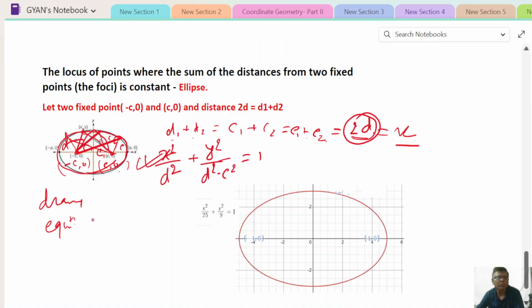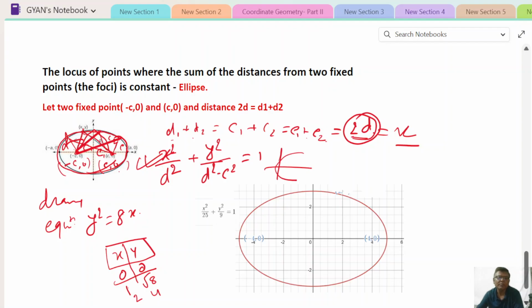So suppose one equation is there, y square is equal to 8x. You put values of x and y. Suppose we put x is equal to 0, y is equal to 0. X is equal to 1, y is equal to root 8. X is equal to 2, y is equal to 4. So all those points you join and you will get the parabola.